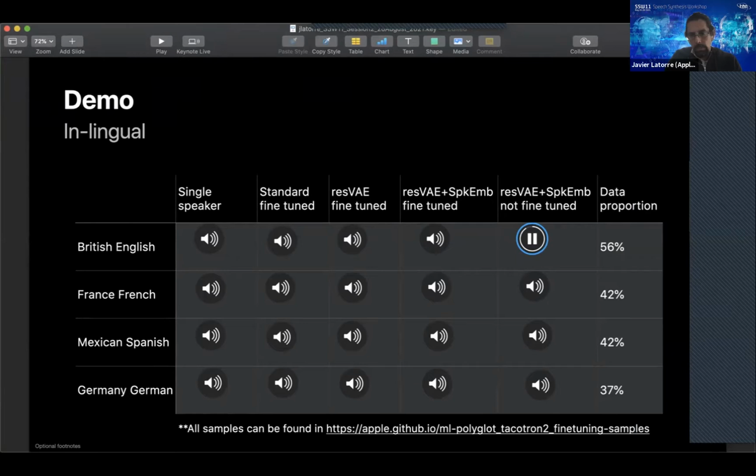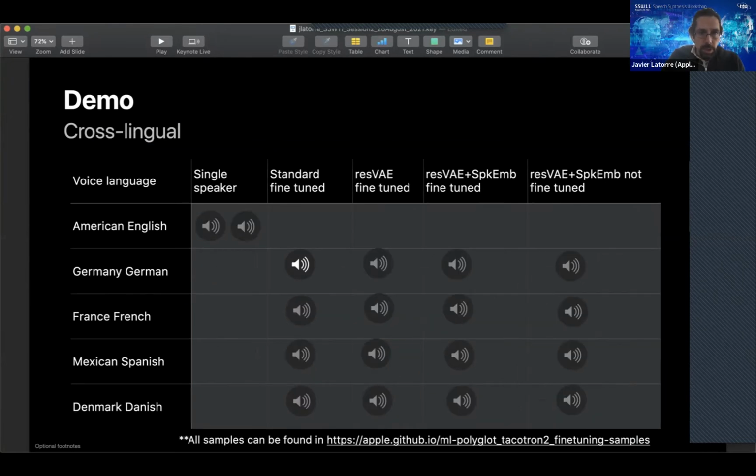And the non-fine-tuned model is faster and flatter in terms of prosody, which is also kind of expected. So finally, for the cross-lingual, I will play one sample of what is the single speaker.